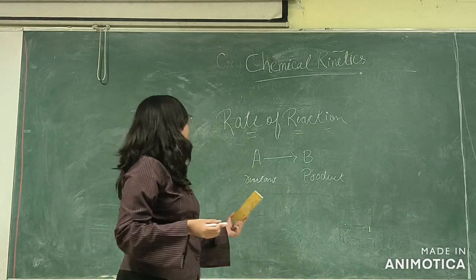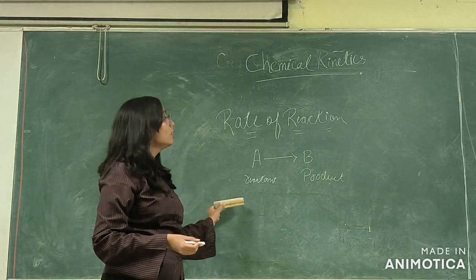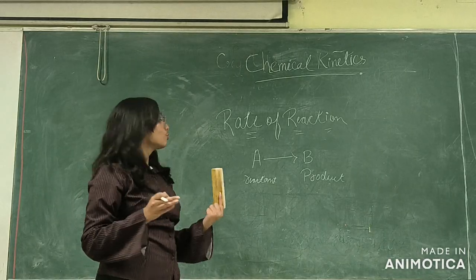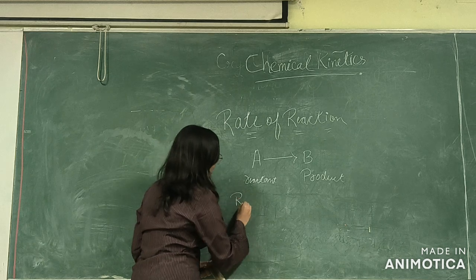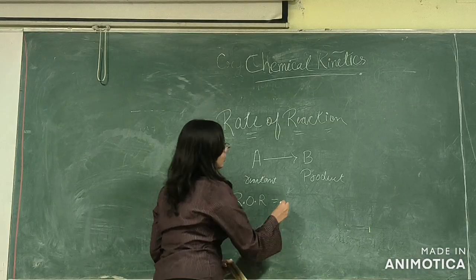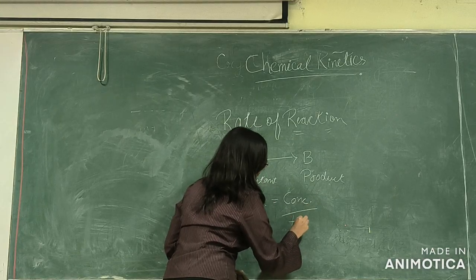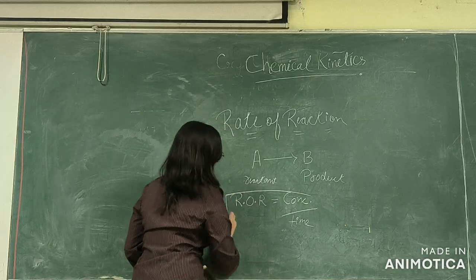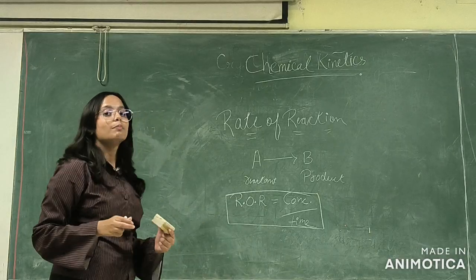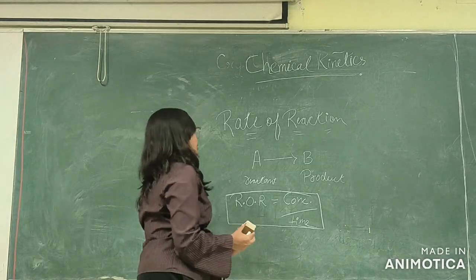So what I said is that to predict the time of completion, we will first calculate the rate of the reaction, which can be compared with the speed. So here we can calculate the rate of reaction, ROR. Here we divide the concentration by time. This is the common representation of the rate of the reaction from which we can calculate the rate.